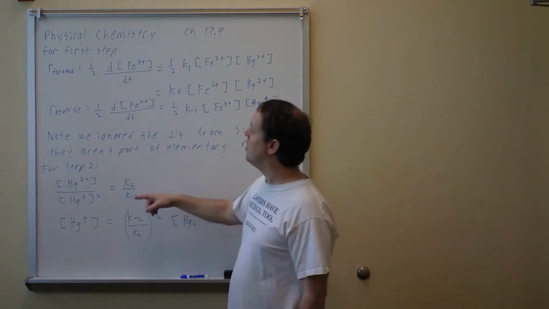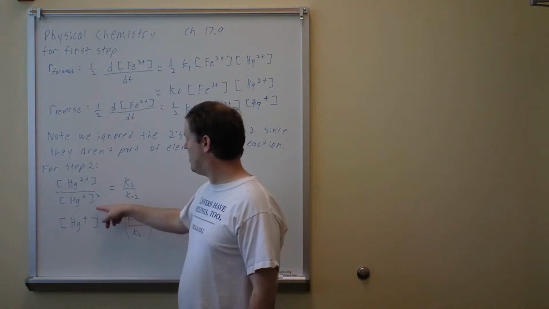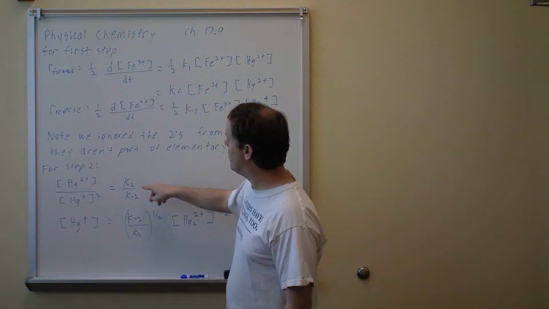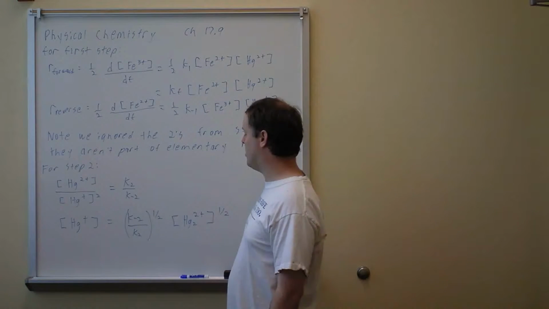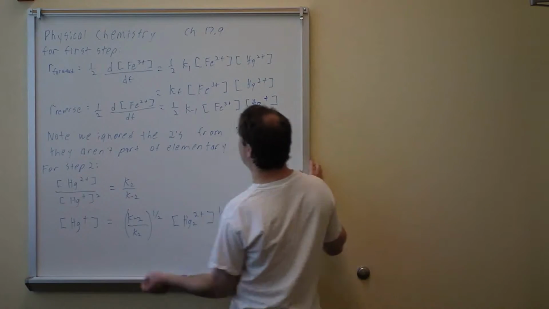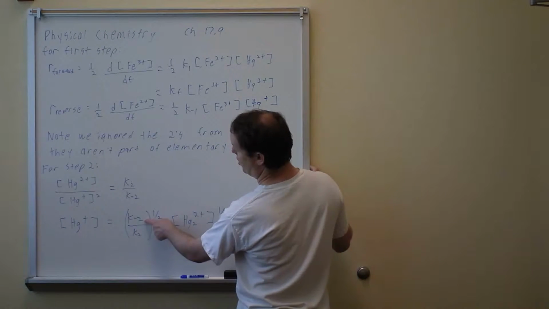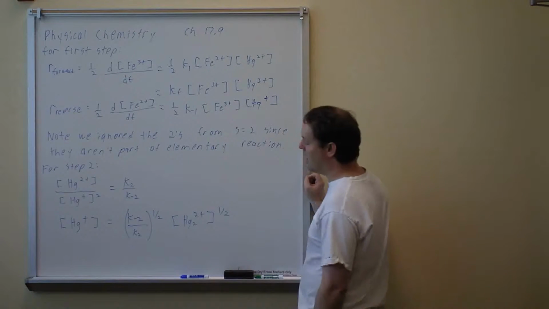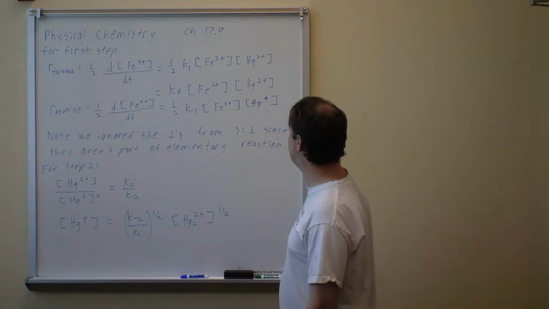And then for the second step, we got the concentration of Hg2 2+ divided by the concentration of Hg+ squared is equal to the rate constant of that forward reaction divided by the rate constant of that reverse reaction. Solving this for Hg+, we get Hg+ is equal to the reverse rate constant divided by the forward rate constant, square root of all that, and then also times the square root of the concentration of Hg2 2+.